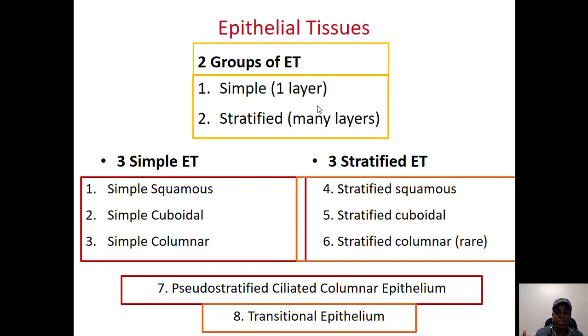And there are a couple of them that are not regular. They don't look like any of these. They're like between them. One looks like it's stratified, but it's actually simple. We call that pseudo, which means fake, stratified, ciliated columnar epithelium. We can call it pseudo-stratified columnar epithelium, but usually because it has cilia, we add the word ciliated. Then we have one that looks like squamous, it looks like cuboidal. We call that transitional. It's transit between simples and stratified and cuboidal. So we call that transitional epithelium.